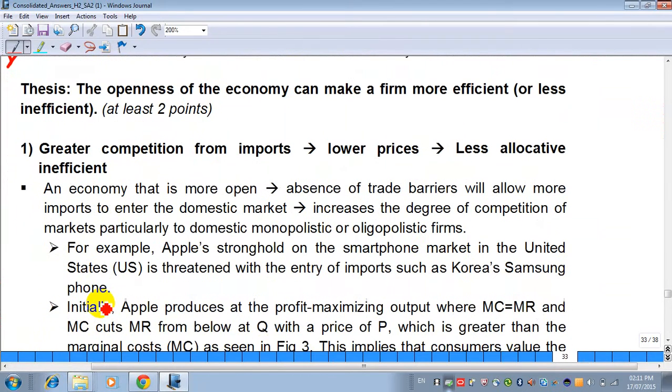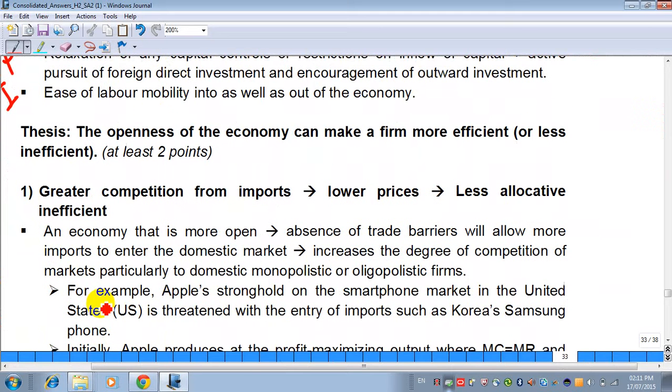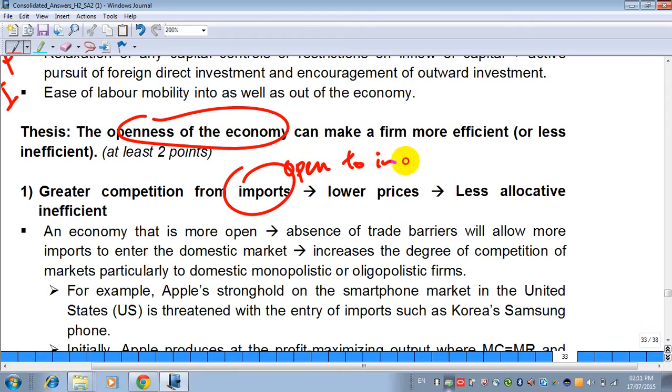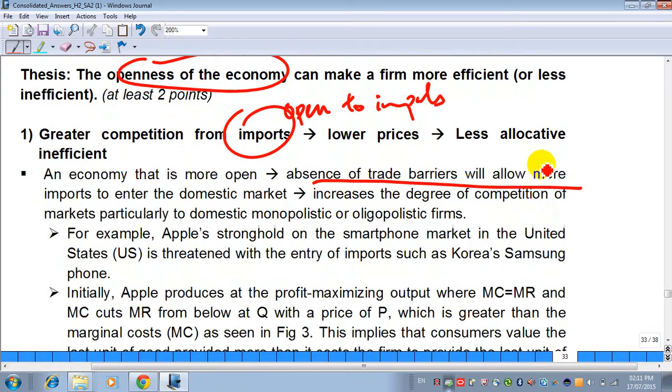Okay, I don't want to elaborate so much on this. I think we've gone through this before. But basically, when the economy is open, we can talk about openness to imports, open to imports coming in. You must use the word imports. They're open to imports, and therefore, absence of trade barriers allows more imports to enter the domestic market. This will increase the degree of competition of markets, in particular the monopolistic or oligopolistic market.